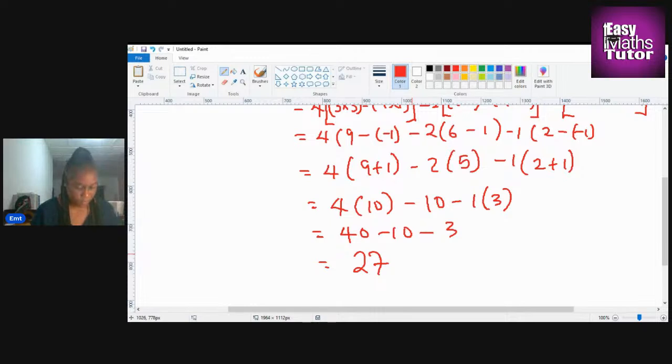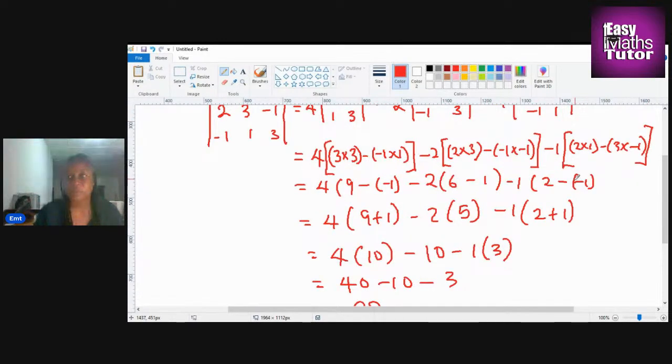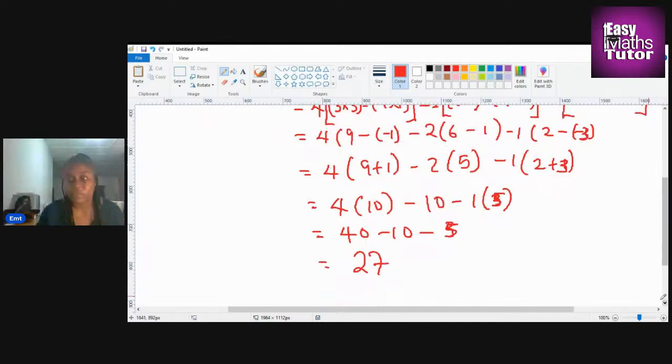I think we missed it somewhere. Okay, we missed it at this point. This was meant to be 3. This is 5, and this is 5. So the final answer will be 25.